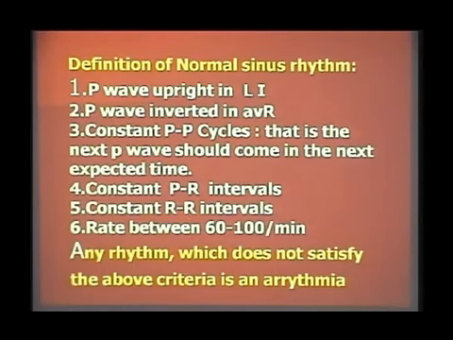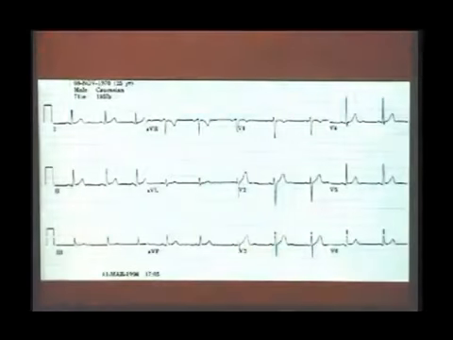And the heart rate should be between 60 to 100 per minute. The heart rate should not be less than 60 or more than 100. So 60 to 100 per minute for sinus rhythm. Any rhythm which does not satisfy even one of these criteria is an arrhythmia. As I told you, the definition of arrhythmia is very simple: any rhythm other than normal sinus rhythm. To say normal sinus rhythm, you have to satisfy all 6 criteria. Even if one is abnormal, it is not normal sinus rhythm.